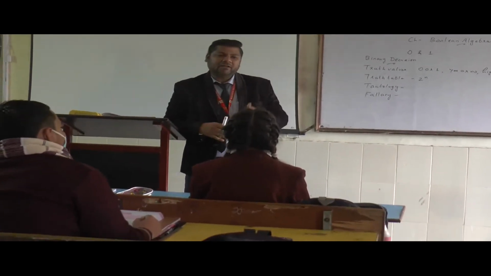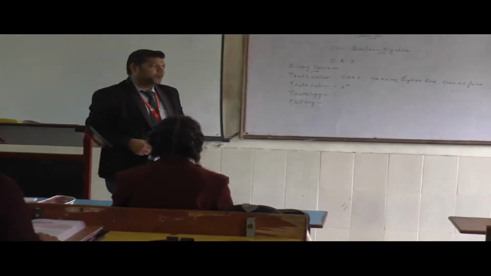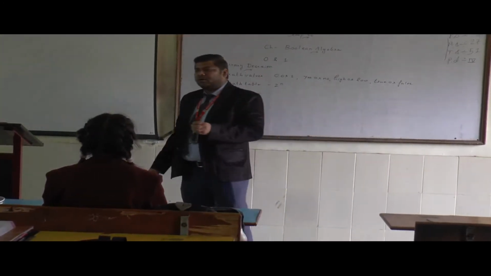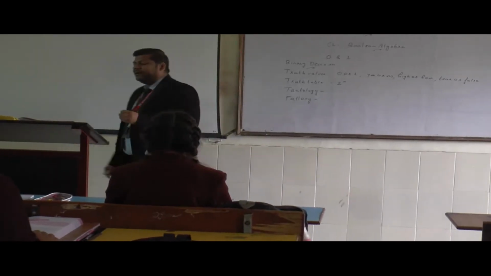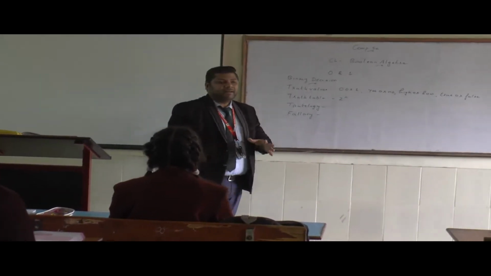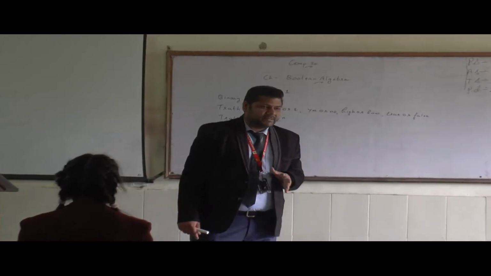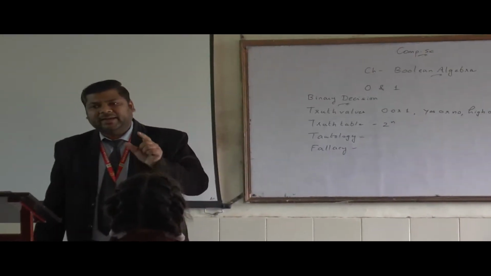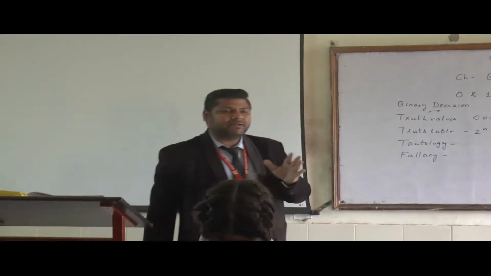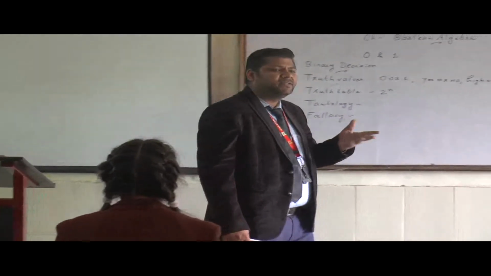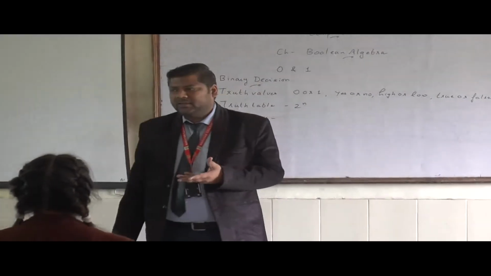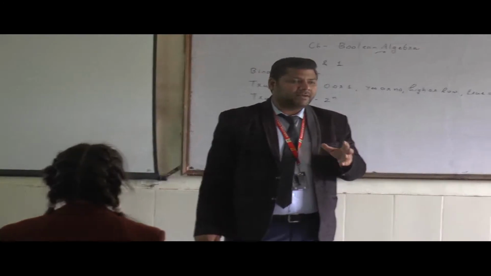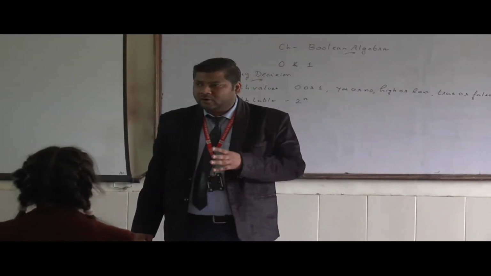Earlier we have studied that the computer only knows the concept of 0 and 1. Now, what are 0 and 1? 0 and 1 are called binary bits or binary integers. Have you heard about the bit? Bit expands to binary integer or binary digit. So 0 and 1 are called binary integers, binary digits, or bits.